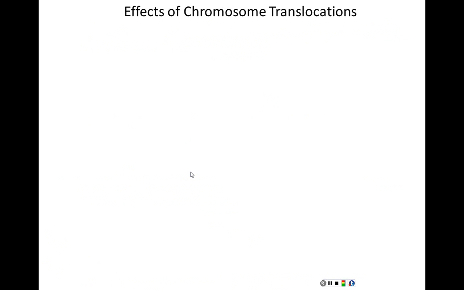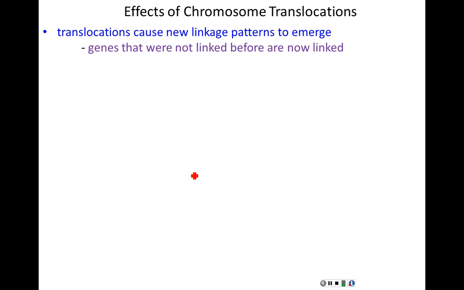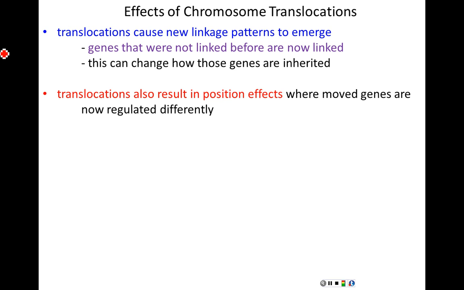What are some of the effects of translocations? Well, translocations cause new linkage patterns to emerge. Genes are now linked to genes they weren't linked to before because they're now physically on the same chromosome molecule in a way that they haven't been before. That can change how these genes are inherited. That can change how these genes are regulated because we still have these position effect things to keep in mind. Position effects occur when genes are regulated in a certain way because of where on the chromosome they are found. If a gene is moving from one chromosome to another, we have changed its position, and we can very well change its regulation as a result.